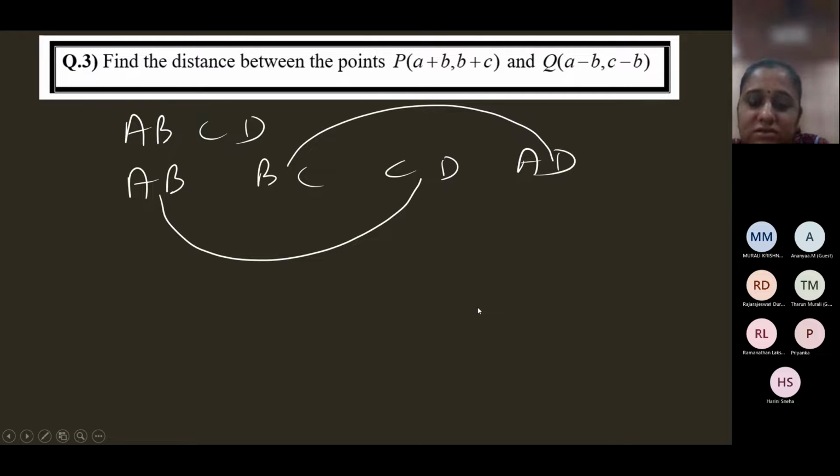Okay, so what we discussed now is about 3 points and 4 points in a plane. When we have 3 points in a plane, there are 2 cases. The 3 points can be collinear or not collinear. If they are collinear, no triangle is formed. If they are not collinear, a triangle is formed.